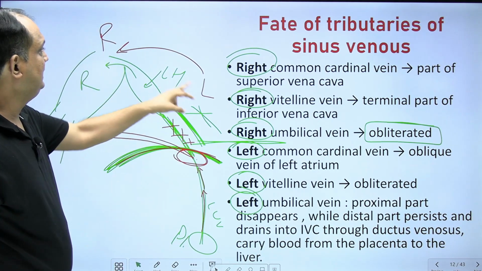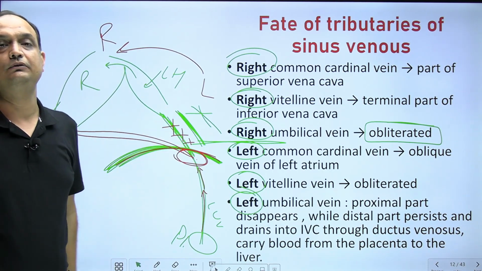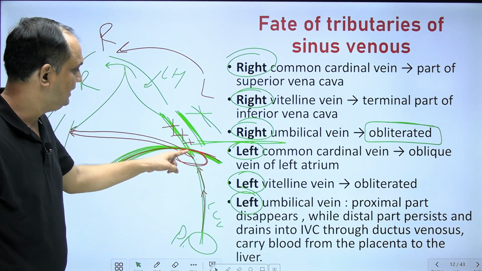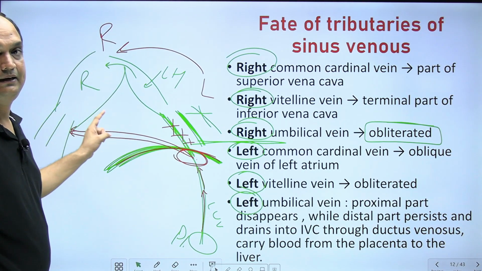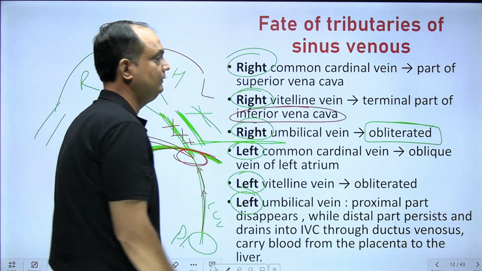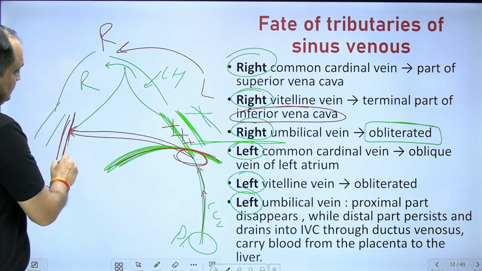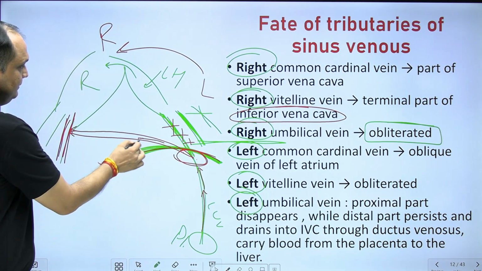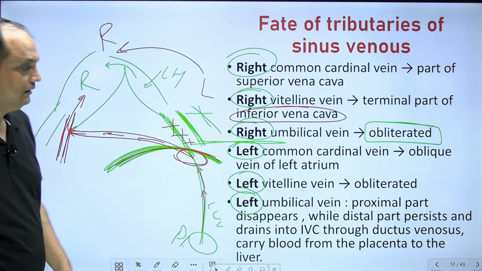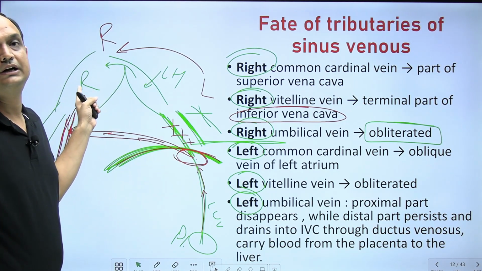Here this is again a left to right shunt. How? The proximal part of the left umbilical vein disappears, and this ductus venosus shunts the blood from the left umbilical vein to the right side. And you know that on the right side you will have the formation of inferior vena cava from the right vitelline vein. So suppose this is the right vitelline vein. This right vitelline vein is receiving the blood, and this blood then enters into the right horn. Clear? So here you can see this is the shunting from left to right side.